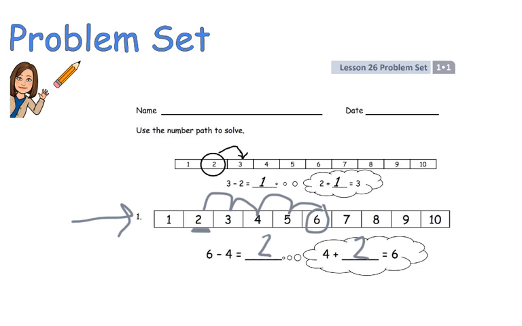It's using the same numbers because it's related. If you start with 6 and you take 4 away, then it's 2. But if you have 4 and you add 2 more, then it's 6. Addition and subtraction are related.